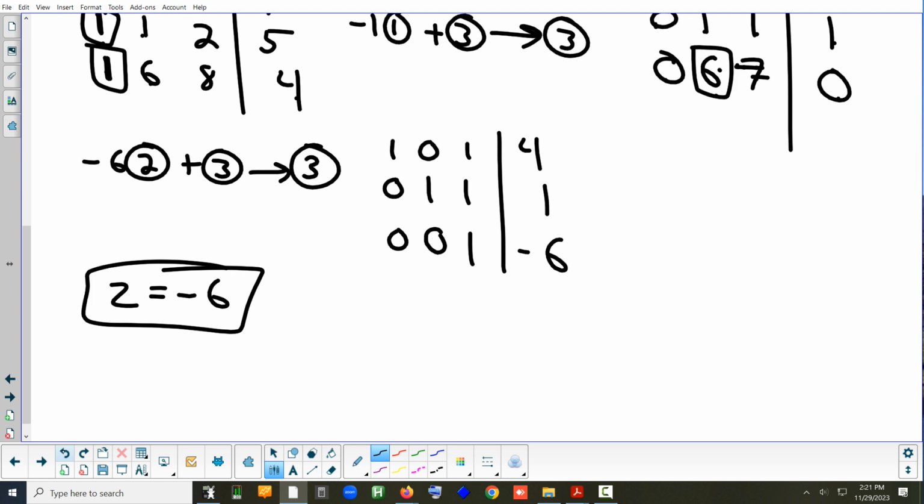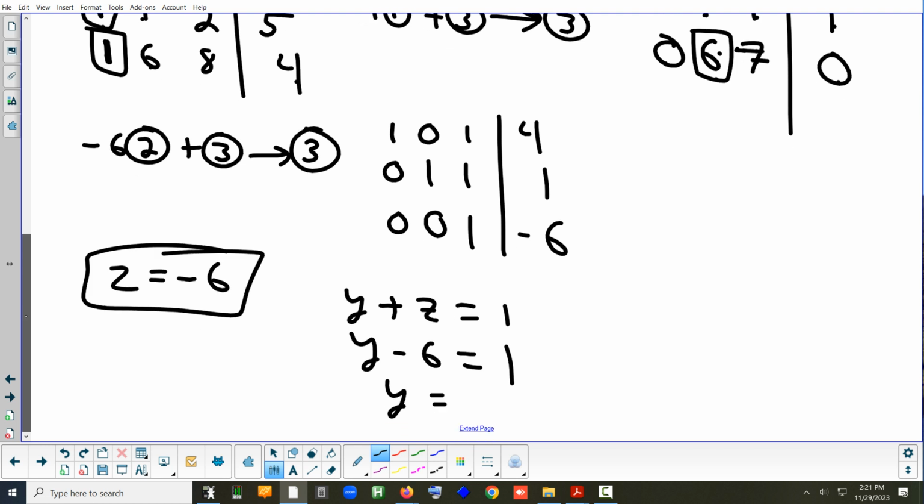Okay, what does the second row tell me? That y plus z equals 1. 1y plus 1z equals 1. And what's z? -6. Okay, so y minus 6 equals 1. And that means y is 7.